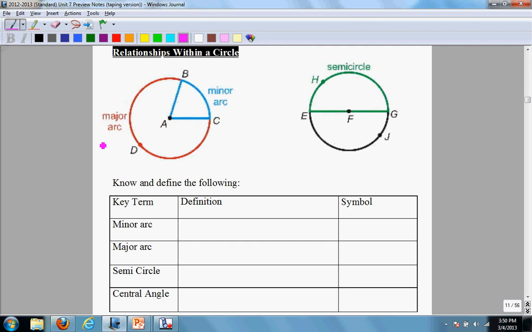All right, now we have 4 more terms here, and after we have these terms, then we're going to start doing some math together. We need to understand the terms minor arc, major arc, a semicircle, and a central angle. A minor arc, first I'm going to trace, then I'll give you the definition and then the symbol. So trace with me, please. A minor arc would be from here to here.